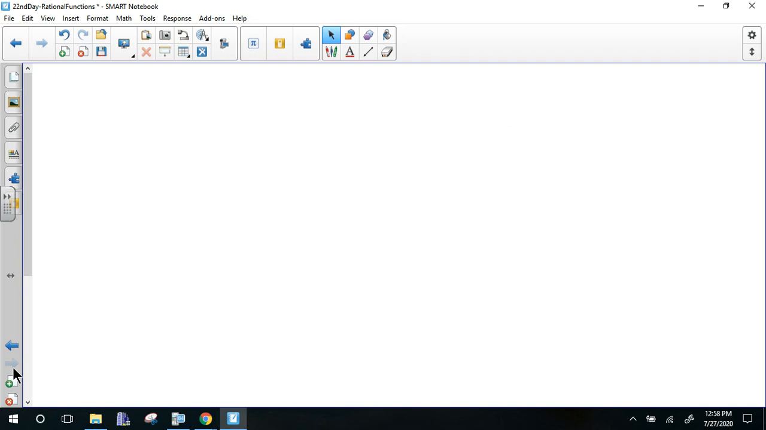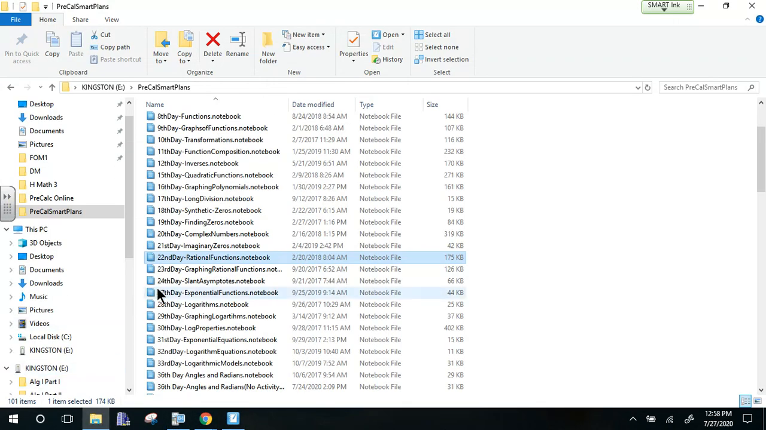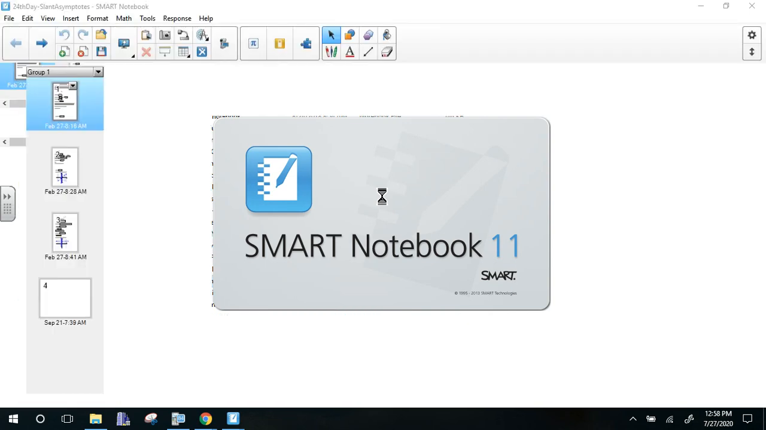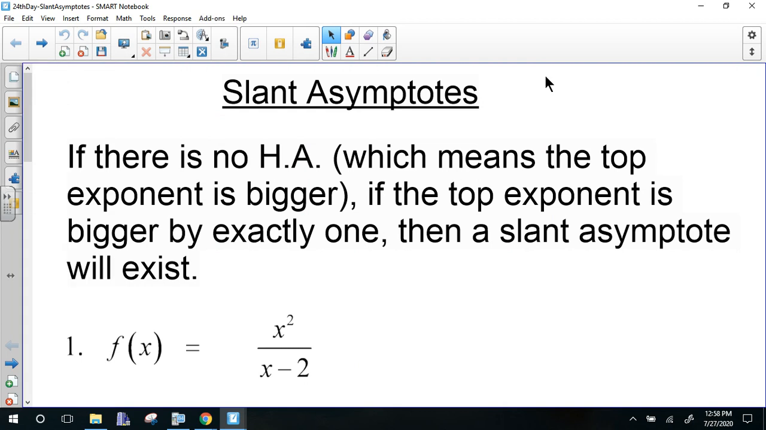All right, so now we need to talk about slant asymptotes. And that's not going to take very long at all. You use long division to find the slant asymptote. That's why we started out with long division in this unit. So slant asymptotes are long division.